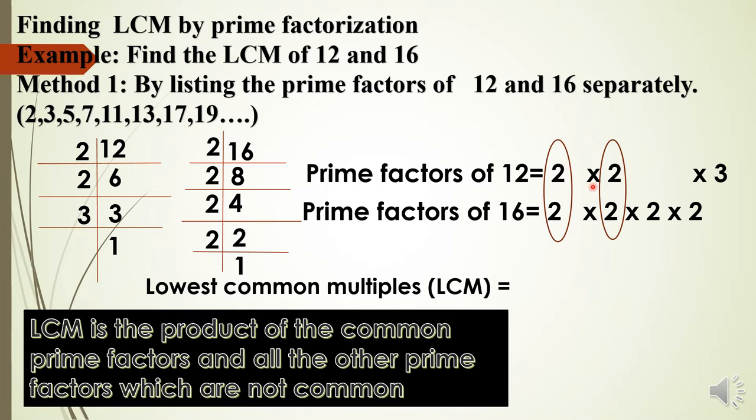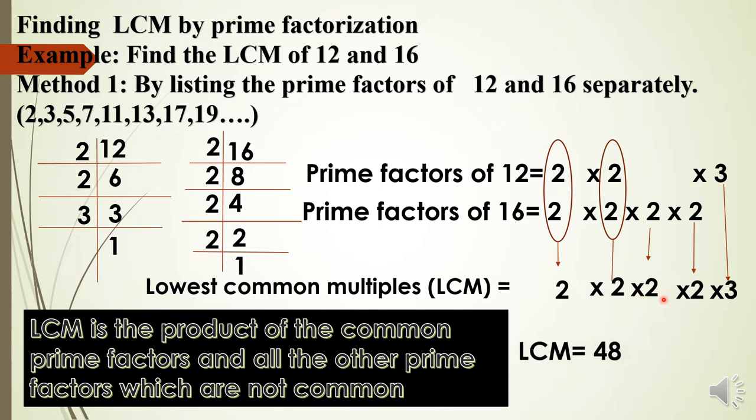And LCM is the product of these two common factors. Let us multiply that 2 into 2. Is there anything left here? Yes, this 2 you can bring down, and one more 2 bring down, and this 3 also you can bring down. LCM is the product of all these numbers, the common factors and the factors which are not common. 2 times 2 is 4, 4 times 2 is 8, 8 times 2 is 16, 16 times 3 is 48. LCM is equal to 48.